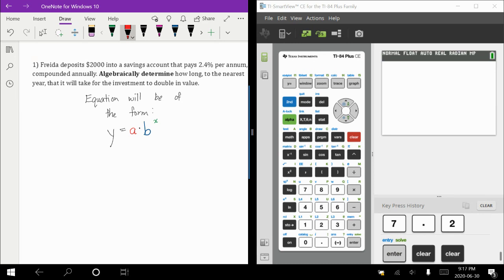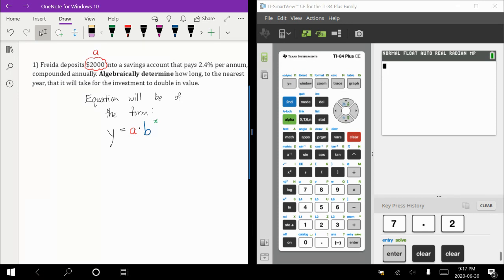Hi everyone, in this video we're going to have a look at an application of an exponential equation. Frida deposits $2,000 into a savings account. So this would be her initial value, the $2,000. When we write the exponential equation that models this scenario, that will be the A value.